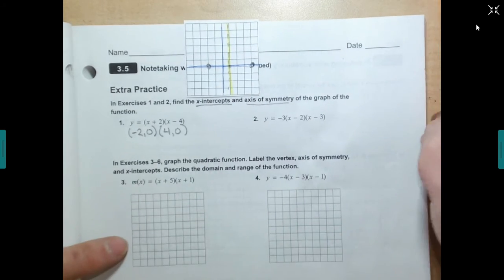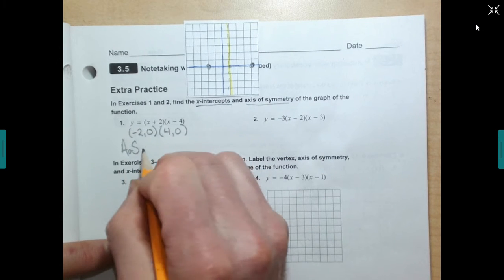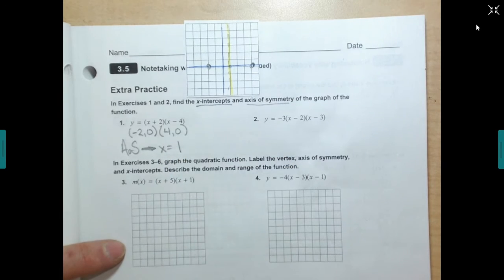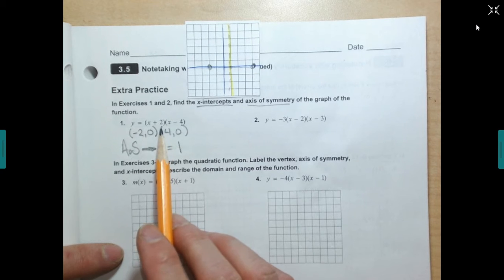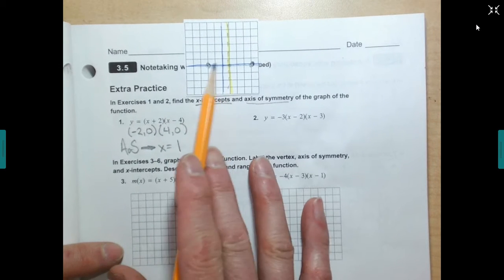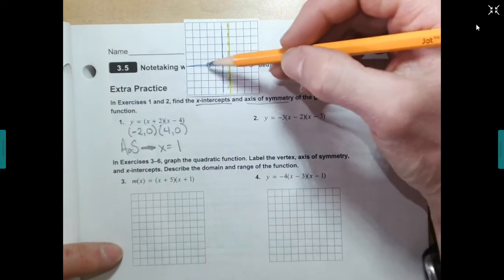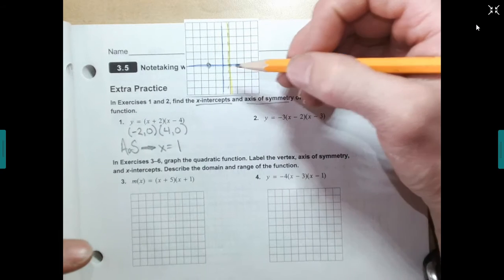So it wants us to find our x-intercepts and our axis of symmetry. Axis of symmetry is x equals 1. Okay, so there we go. We were able to use that intercept form to quickly find our x-intercepts and our axis of symmetry. Now, this is a positive, so it's going to go up if we want to find our vertex.